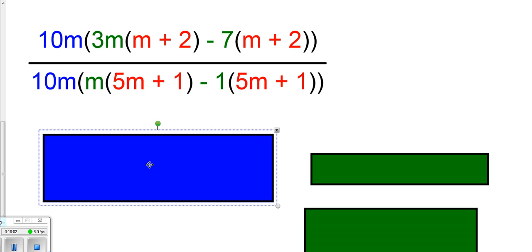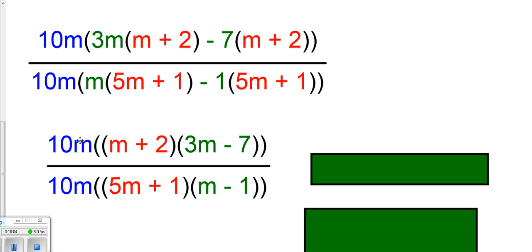Simplifying our top and our bottom, we have 10m as the greatest common factor on both of them on the outside. Inside on top, it leaves m plus 2 times 3m minus 7. And you can see the red ones were the m plus 2. Then we have a 3m and a minus 7. On the bottom, same thing. The red ones were a 5m plus 1. Green ones were an m minus 1. So there they are, with the 10m on the outside still.